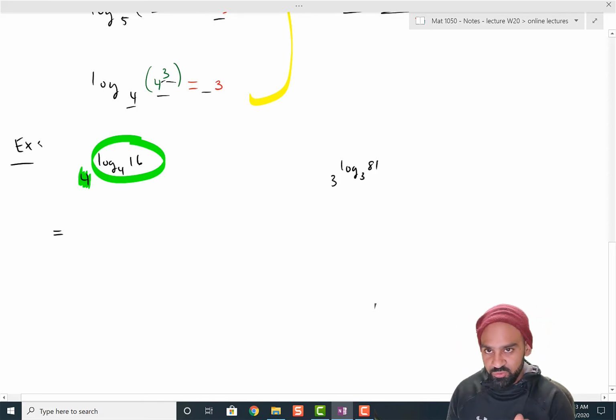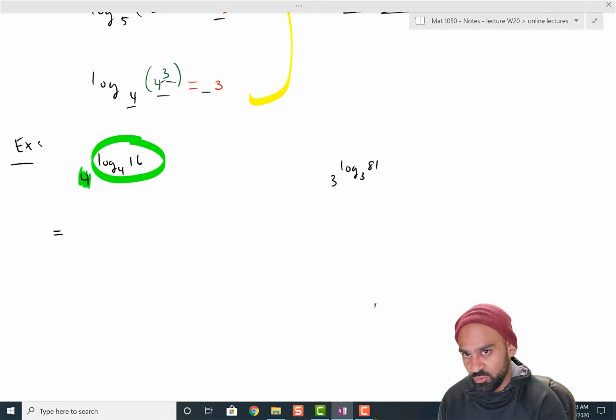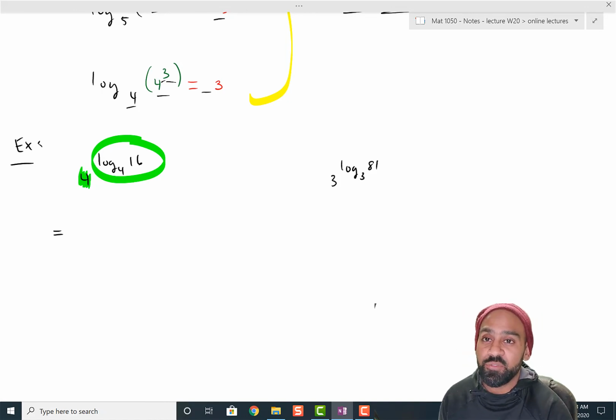Look at the screen and look at my face. Don't look at the actual screen itself, okay? Log base 4 of 16, right? The base is 4, and you're trying to get an answer of 16. What exponent must it be? 4 to what power is 16?